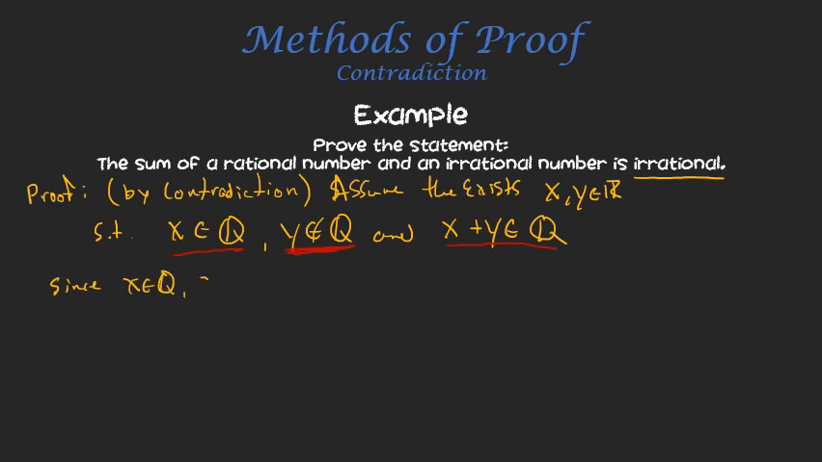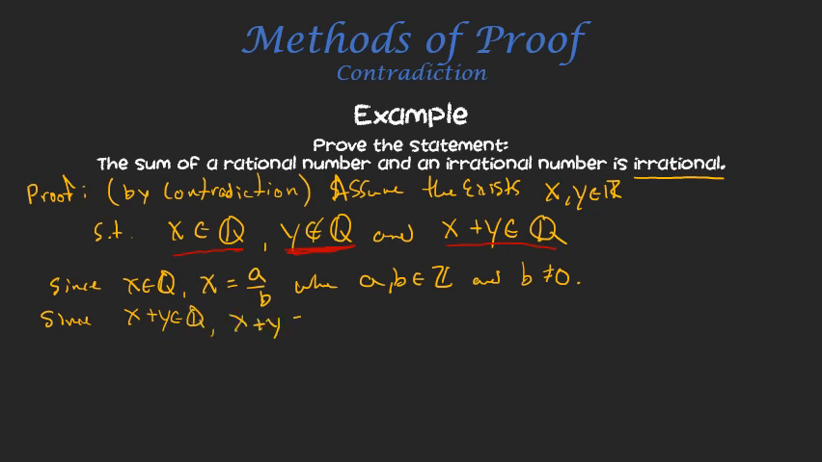All right, so we know that x is a rational number, so I'll say since x is a rational number, x is equal to, let's say, a over b, where a and b are both integers, and b is not equal to 0. And then x plus y is also a rational number. So I'll write that line: since x plus y is a rational number, x plus y is equal to, how about c over d, where c and d are integers, and d doesn't equal 0.